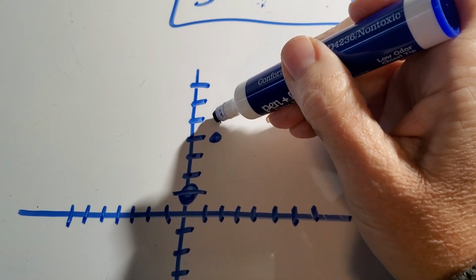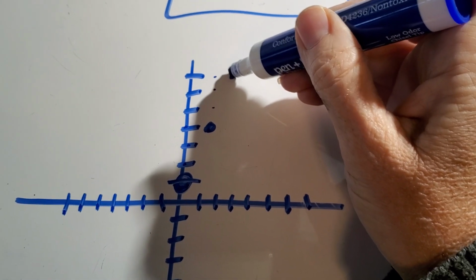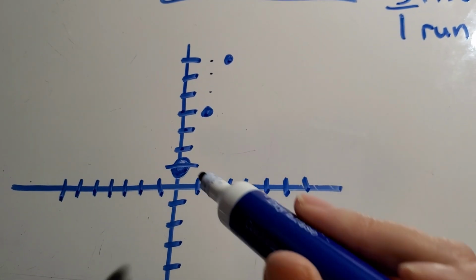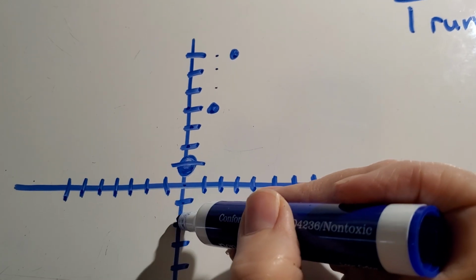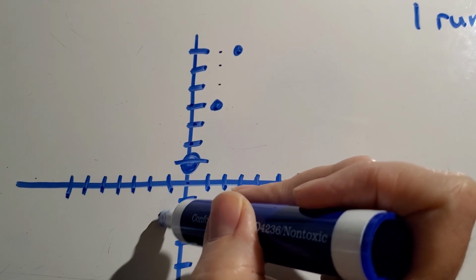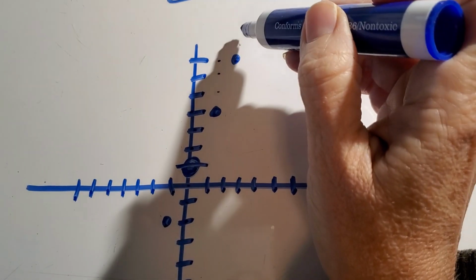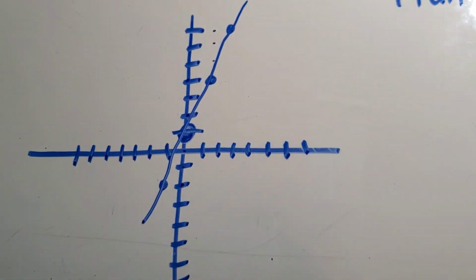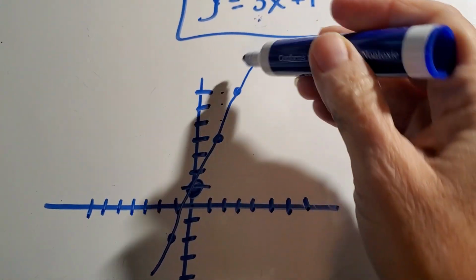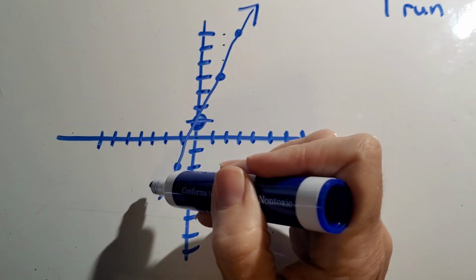And I'm going to do that again. 1, 2, 3, and over 1. And you can always do the opposite. You can go down 3, 1, 2, 3, and back 1. And all of those points should make a line. Since it's a line, because this could go on and on forever, you always want to make sure and put your arrows at the end.